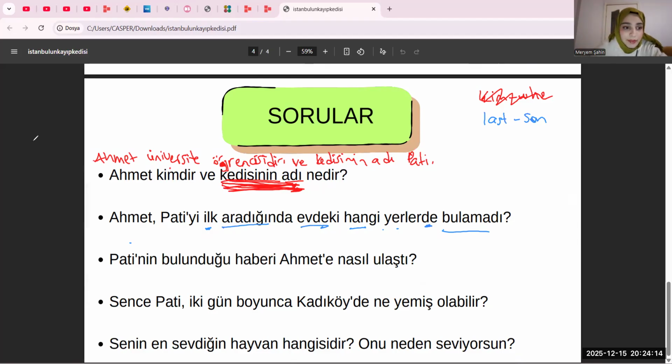No. Ahmet. Yatağın altında. Under the bed. Sandalyenin üstünde. Above the chair. Patiyi bulamadı.